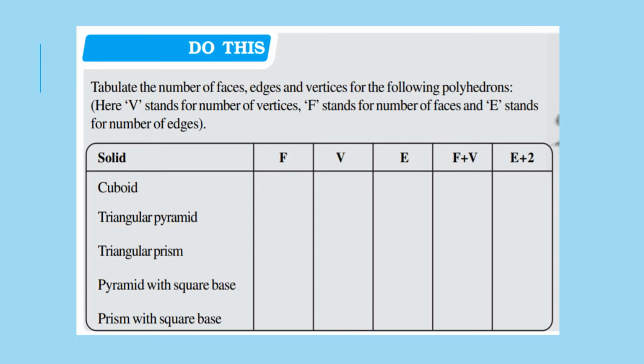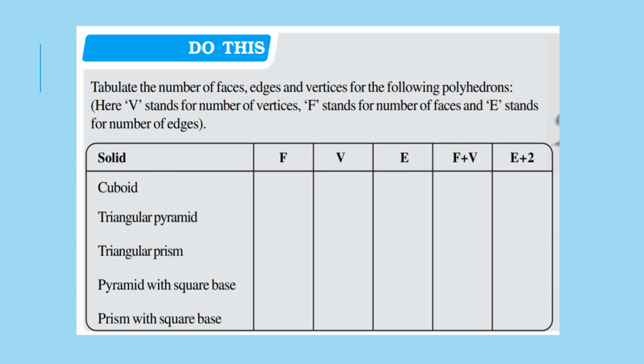Now children, for today I am giving you this work to do. Look here in this table. We have in the first column the solid's name, in the second column F for faces, V for vertices, E for edges. In the next one F plus V, that means the sum of faces and vertices. And in the last column we have E plus 2, that means the number of edges plus 2.